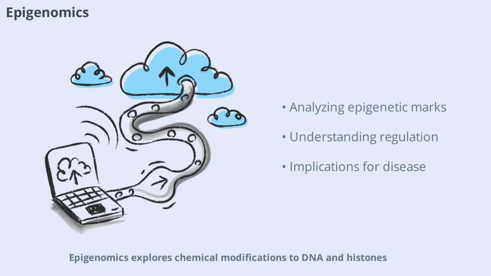Epigenomics explores chemical modifications to DNA and histones that regulate gene expression without changing the genetic code. Statistical analysis identifies patterns of DNA methylation, histone modification, and chromatin accessibility. These insights reveal how epigenetic changes influence development, disease, and inheritance, providing new avenues for diagnosis and therapy.